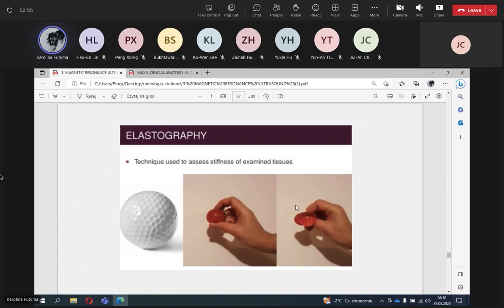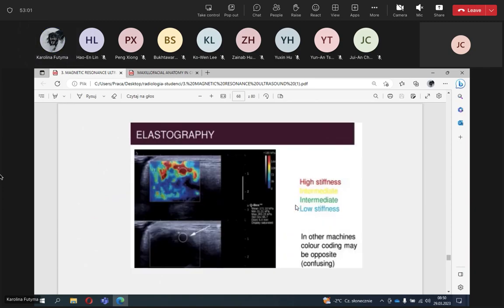Sometimes we can use elastography, the technique used to assess stiffness of examined tissue. And we can see the different colors describing the stiffness of the structure. So high stiffness will be marked as a red color, and low stiffness will be marked as a blue color.